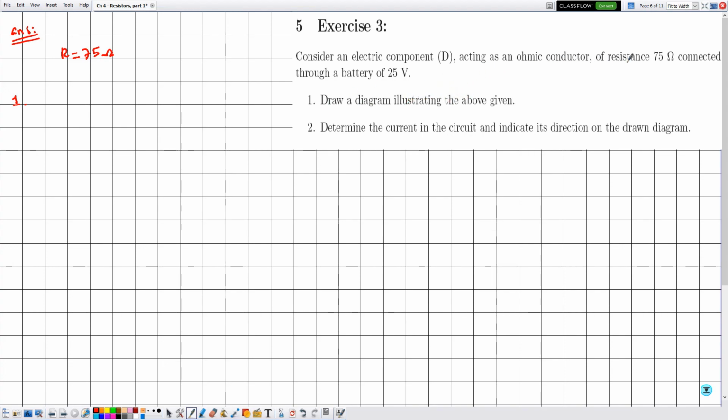So in the given, they are telling me we have a battery of 25 volts. These are the terminals of the battery. To this battery, we connect an electric component D that can be considered as a resistor. The name of this electric component is D, and the value of its resistance is given by 75 ohms. Now in number 2, they are telling me determine the current in the circuit and indicate its direction on the drawn diagram.